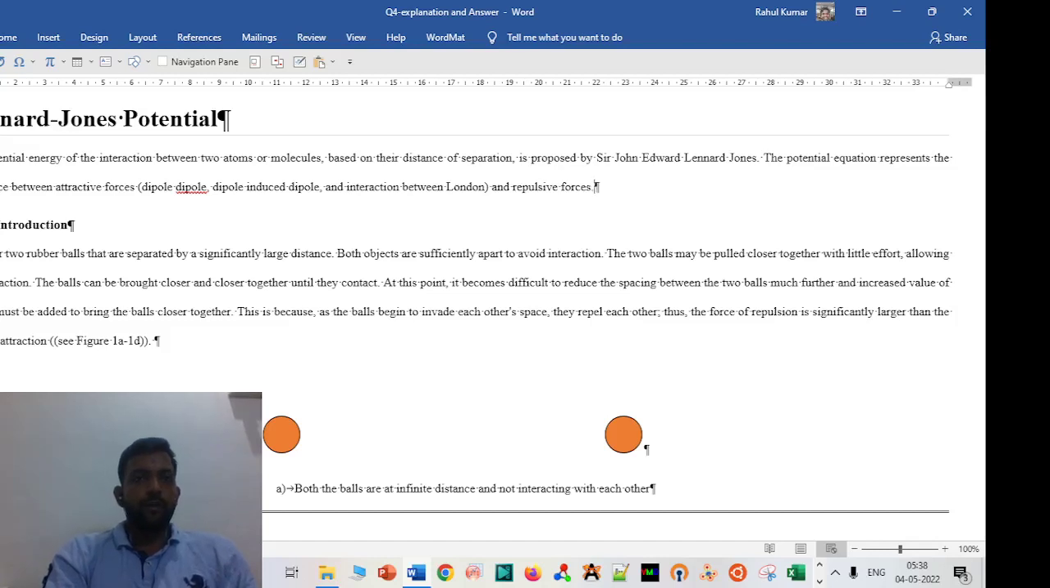Hello friends, in this video I am going to discuss the Lennard-Jones potential. The Lennard-Jones potential is basically a potential energy for the interaction between two atoms or molecules based on their distance and separation. Proposed by Sir Edward Lennard-Jones, this potential represents two forces, attractive forces and repulsive forces.